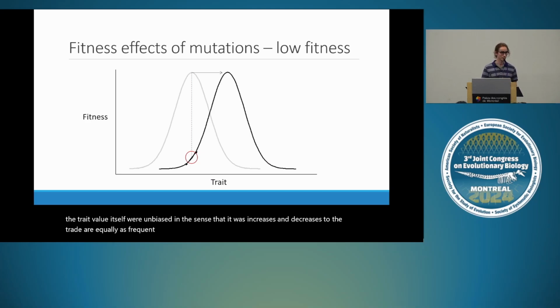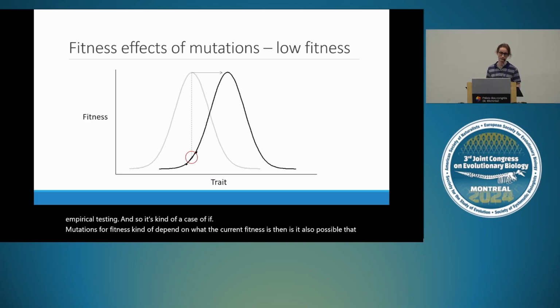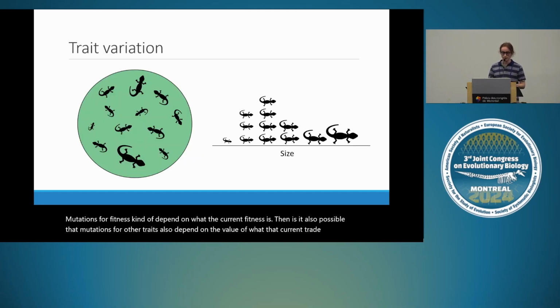But this is an assumption that has received limited empirical testing. If mutations for fitness depend on what the current fitness is, then is it also possible that mutations for other traits also depend on the value of that current trait? It's important for us to consider this for two reasons. The first is that for traits that do influence fitness, any biases on the mutational effects on that trait are also likely to have biases on fitness.